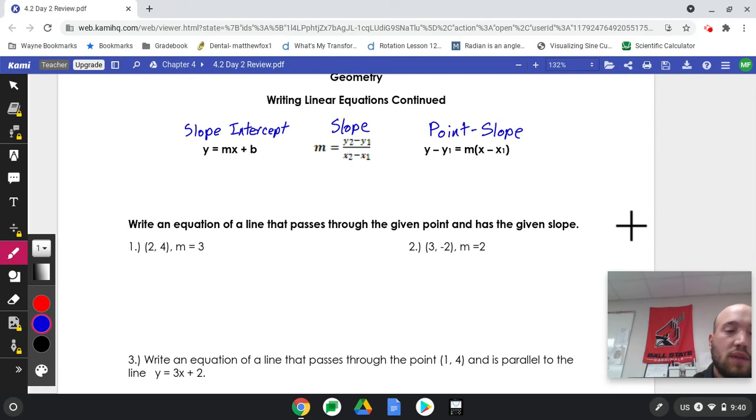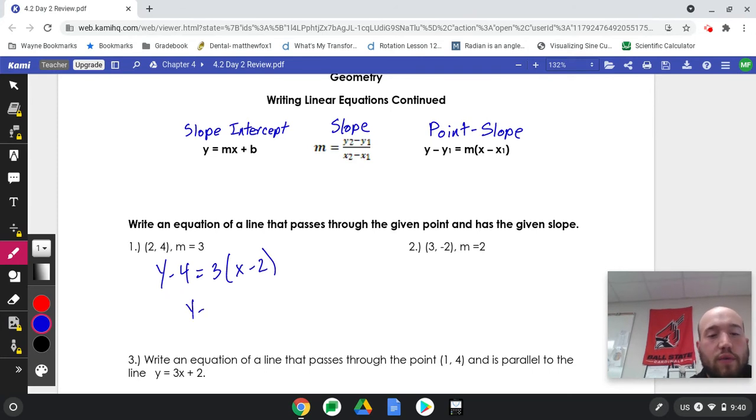So y minus 4 will equal 3 times the parentheses x minus 2. We'll distribute that. Y minus 4 equals 3x minus 6. We'll add the 4 over, add the 4. We'll get y equals 3x minus 2. And that is our final answer.